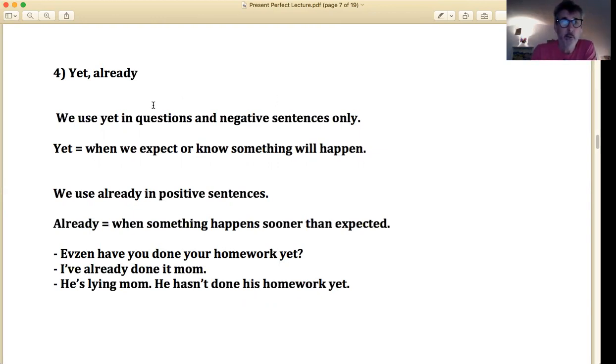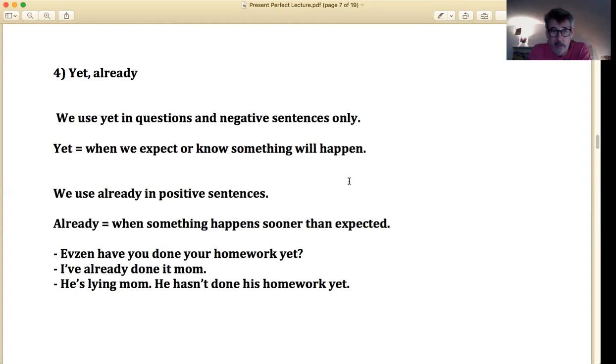All right. So here we have, I hope you can see my cursor, it's in questions and negative sentences only. Again, these rules are pretty strong. You'll find some exceptions, but I think for today we want to just make sure we understand these rules. And again, yet is here as it's written down. We expect or know something's going to happen. It's going to be done.